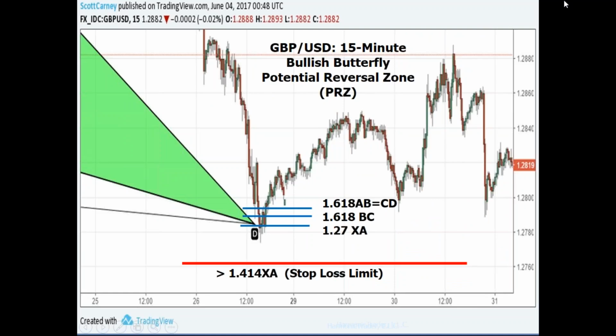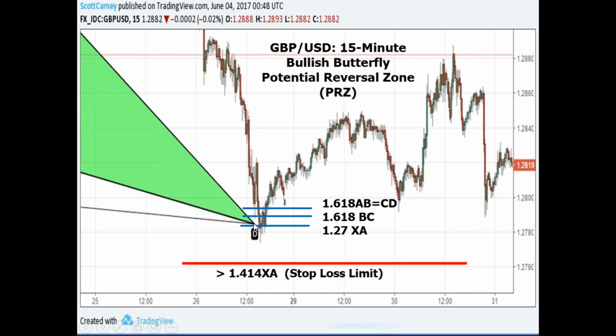Here's a great chart of the price action in the potential reversal zone. And this has got all three numbers. Now look at the stabilization, and look what happens as soon as we tested all the numbers in the zone. That's why the zone concept is so critical. It gives us an idea of the character of the price action in the reversal, how it responds to these ideal harmonic measures of a 1.618 BC, a 1.618 AB equals CD, and a 1.27 XA.